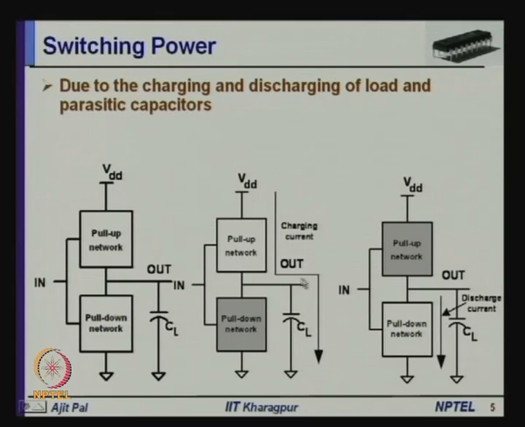That means when the output goes from 1 to 0, as it is shown in this diagram, this is the charging current. So for general CMOS circuits, the pull up network is responsible for power dissipation while charging, and the pull down network, which may be a complex network, is responsible for power dissipation while discharging. So from the capacitor it gets discharged through the pull down network.